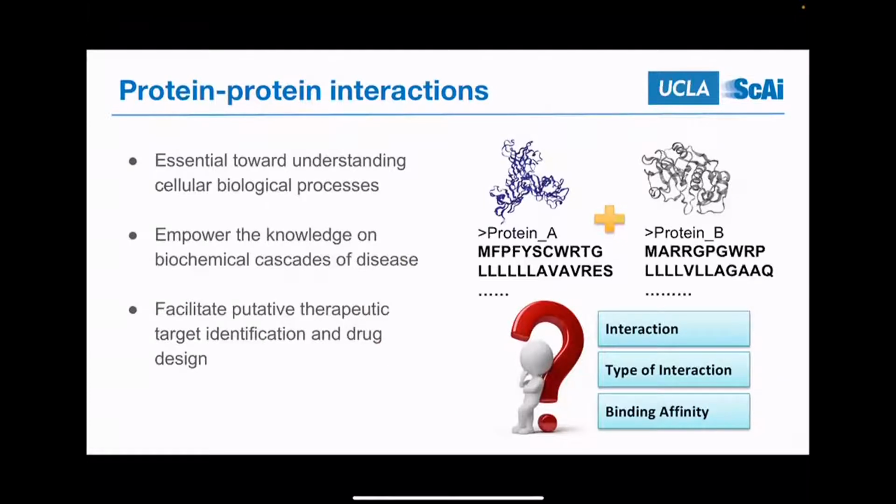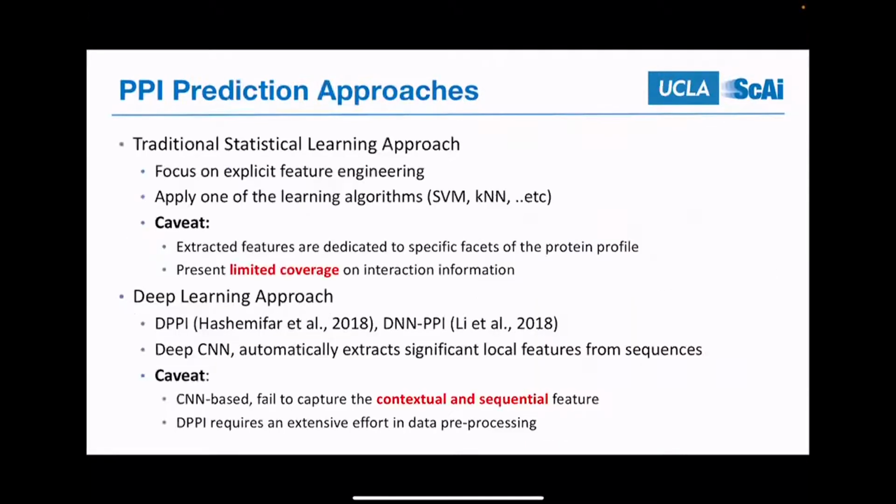I'm going to be fast here. If we can predict protein-protein interaction, it will help us understand cellular biological function, and we can also use it to enhance our knowledge of the biochemical cascade of the disease, and to facilitate drug design. There have been quite a few different approaches proposed for protein-protein interaction prediction.